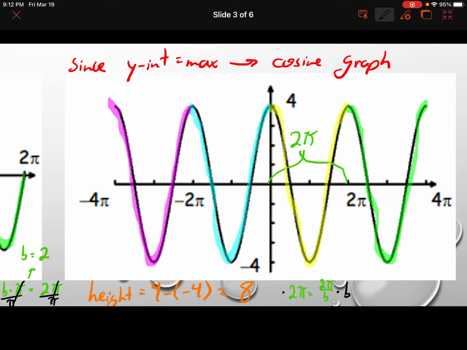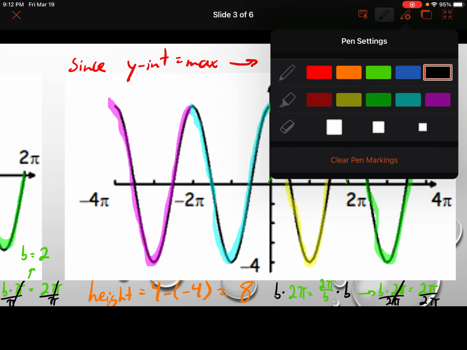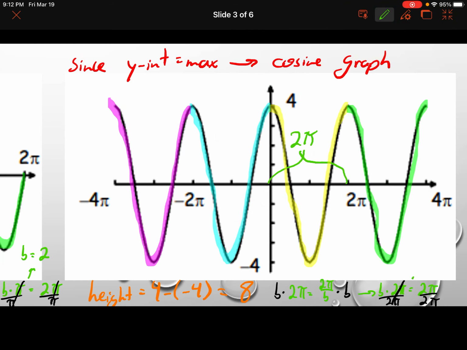We multiply both sides by b. So we end up with b times 2 pi is equal to 2 pi. Then we're going to get that b by itself, so we divide both sides by 2 pi. And that cancels out. 2 pi divided by 2 pi is just 1, because if you divide something by itself, you end up with 1. So b is indeed equal to 1.